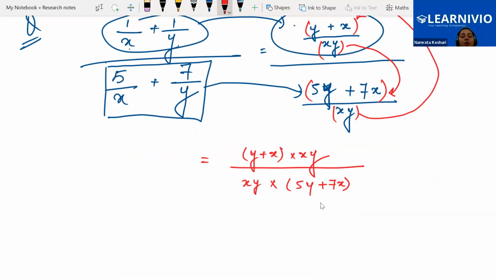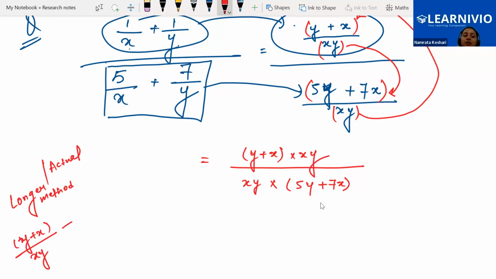However, the longer method, or the actual concept, let me write over here: if you have y by x, by xy, whatever you have after this, you can write that with the division sign. And whatever is in the denominator, if your denominator is also a fraction, write it with the division sign. This is how we can write it.